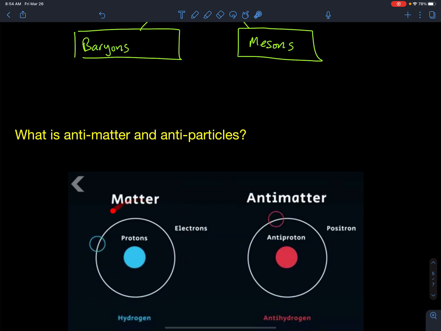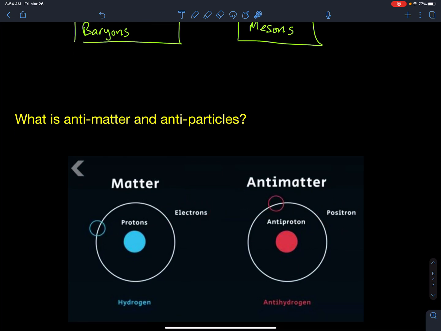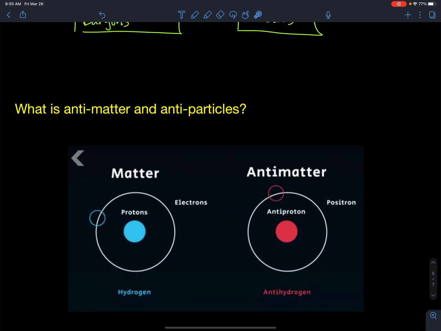But you and I are mainly composed of matter. So that means that our protons in the nucleus are positively charged, and the electrons that are orbiting are negatively charged, all right? In antimatter, the antiproton would be the opposite, so it would be negatively charged, and the electron would be positively charged. That's called a positron. We've seen that before. So electrons and positrons. We've seen them, so we know that they exist. So this is a hydrogen atom, and that would be an anti-hydrogen atom, which has been made in CERN, in the Large Hadron Collider. We can make it and isolate it.